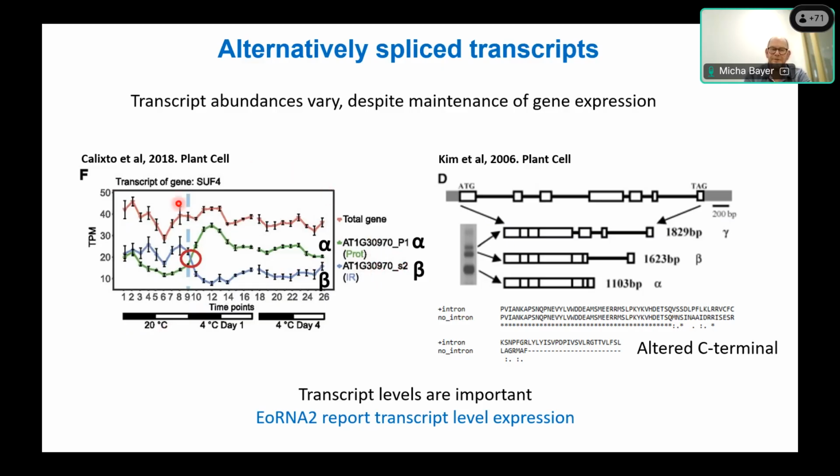The example I've given is from a paper in 2018, which is basically showing that there's a fairly constant level of transcription going on, but underlying that there are 2 transcripts and they are switching between normal temperature and low temperature. So there is a switch that's gone on here. Basically what I'm saying is, we need to start spending a little bit more time looking at the different transcript levels, because they are important. And EORNA2 allows us to look at those different levels of transcript expression.